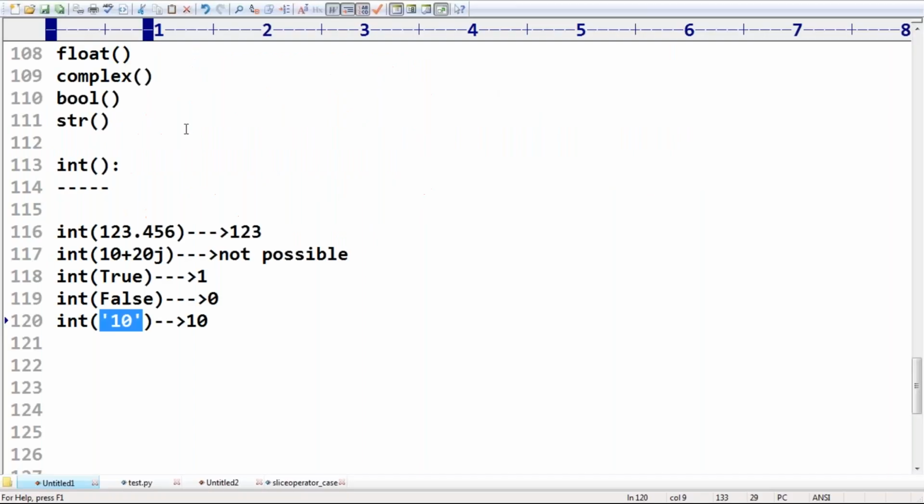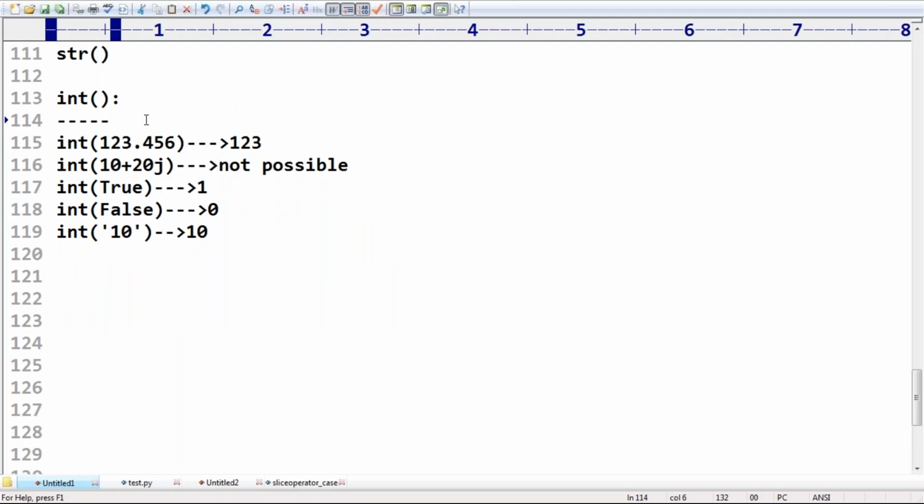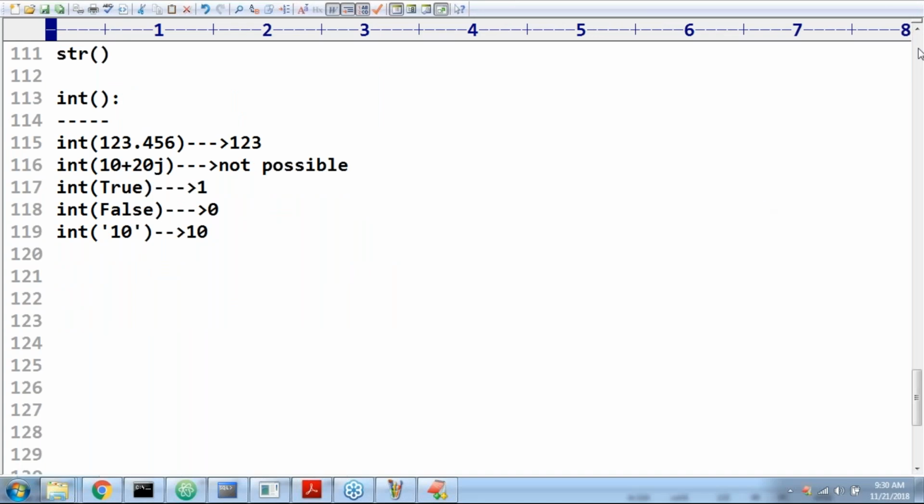Yes, friends. Any doubt? Any doubt up to this? How to convert into the int type? That's all. This is about how you can convert into the int type. Next, we will discuss the remaining things also, like float, how to use it, and the remaining parts. Don't worry, in the next session I will explain that.